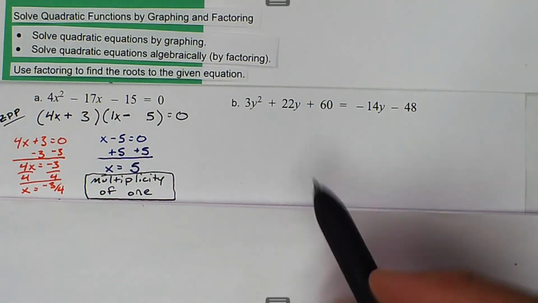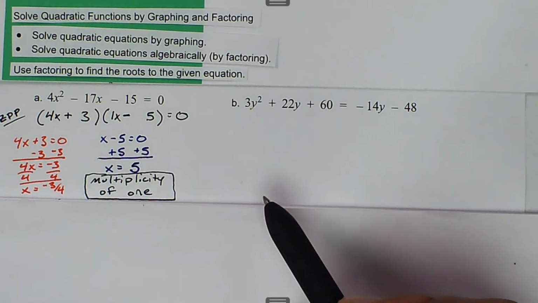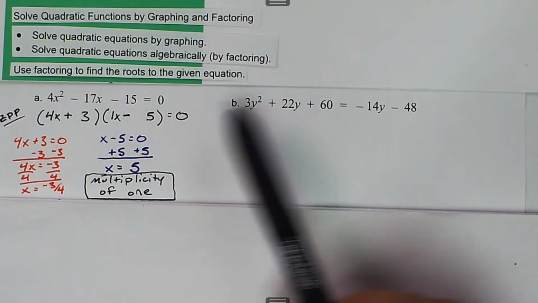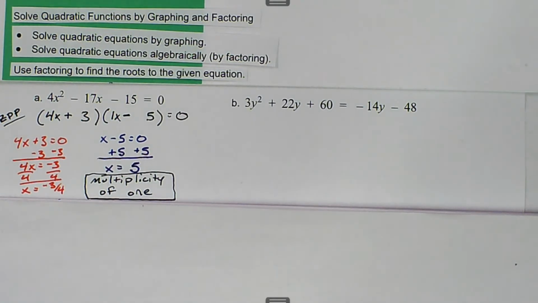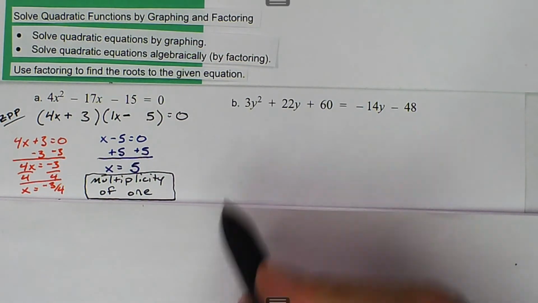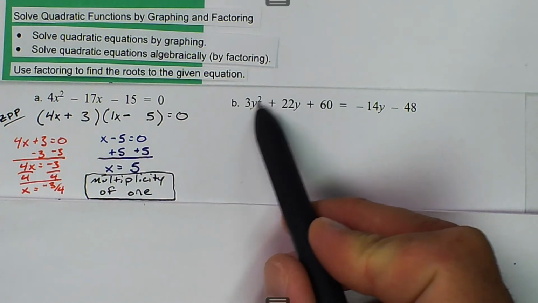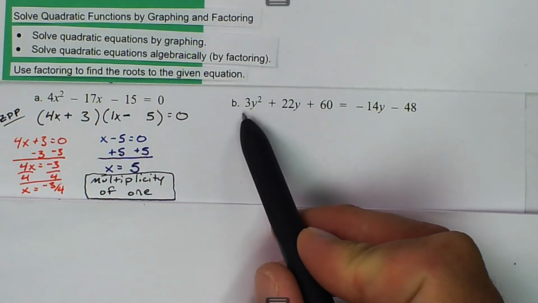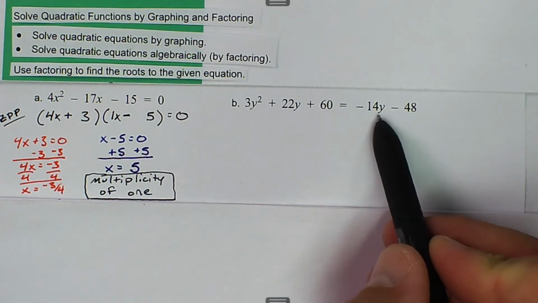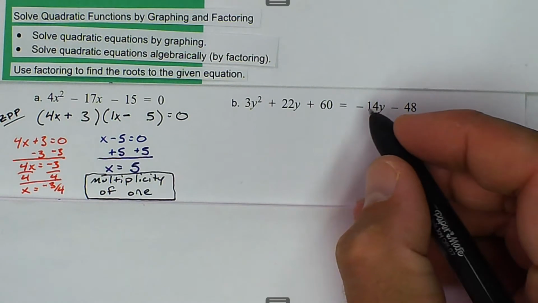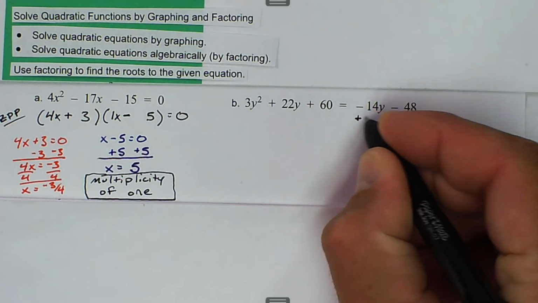Next thing we look at is b. We have 3y squared plus 22y plus 60 equals negative 14y minus 48. And the difference between these two is that b does not have one side of the equation equal to 0. One thing that also helps us out is if we keep the coefficient in front of the square term positive. So I could move these three terms over here, but then I'll have a negative 3y squared. So I want to move these over to the other side. The inverse operation, these are both subtraction. The inverse operation of subtraction is addition.